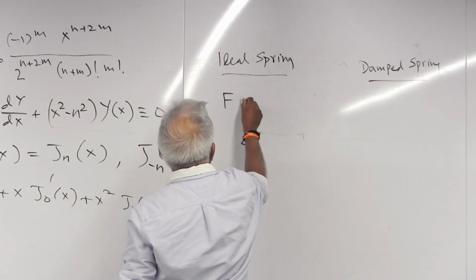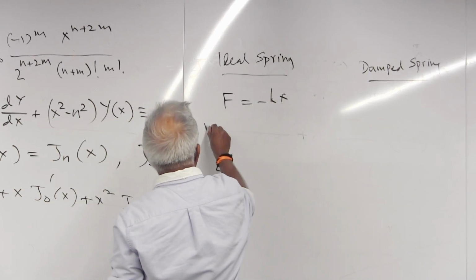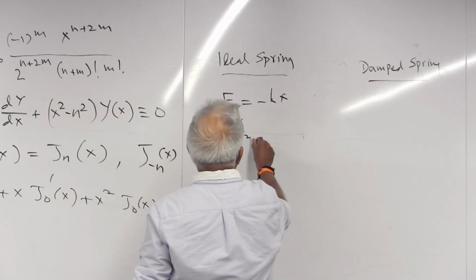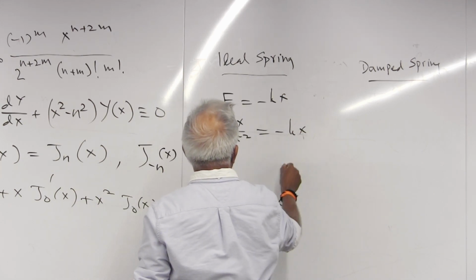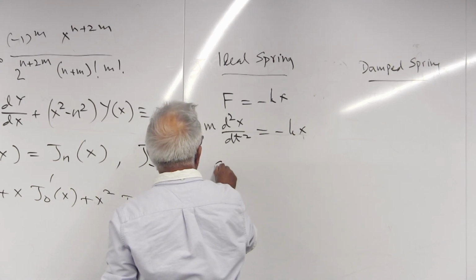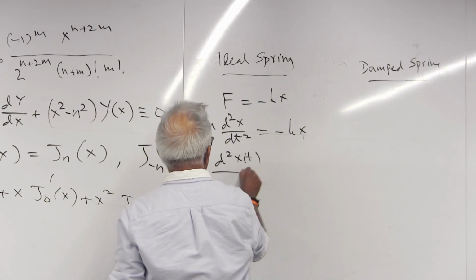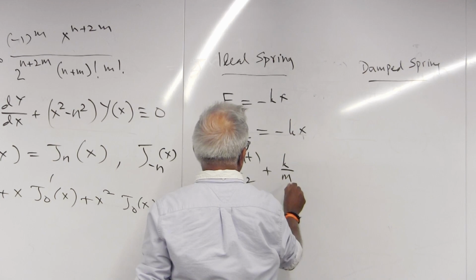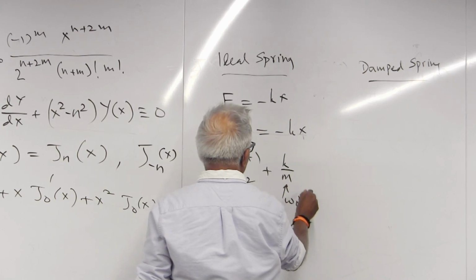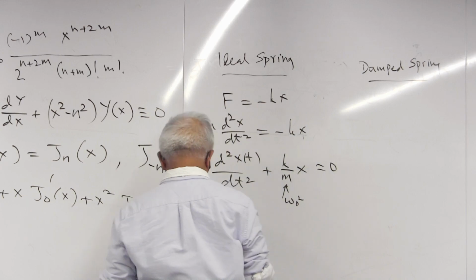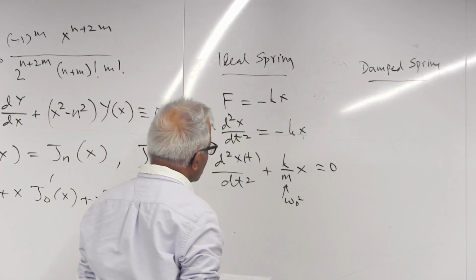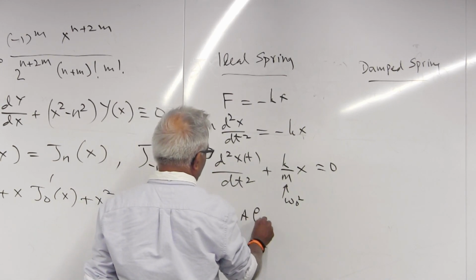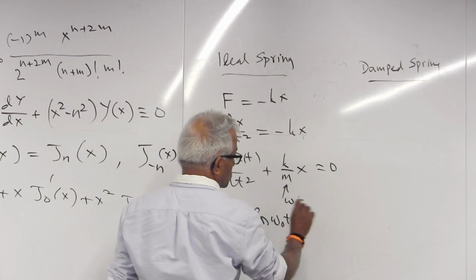So for an ideal spring, F is minus kx. In other words, the force, which is m multiplied by the acceleration, is minus kx. So we can write this as d²x/dt² plus k over m x. So k over m is a positive quantity. If you write this as omega 0 squared, x equal to 0, that leads to the standard solutions cos omega naught t and sin omega naught t. So the spring oscillations.